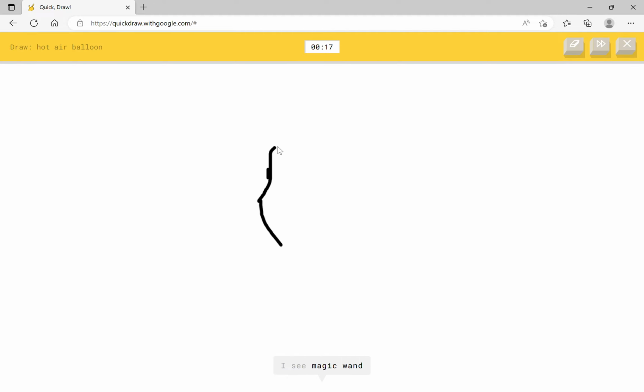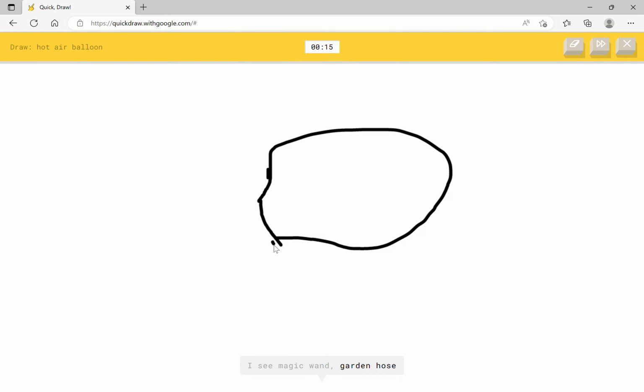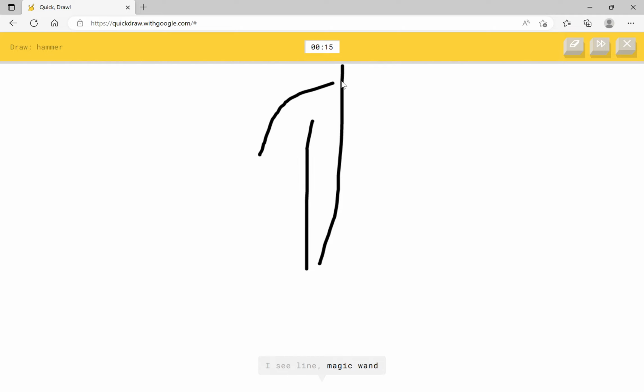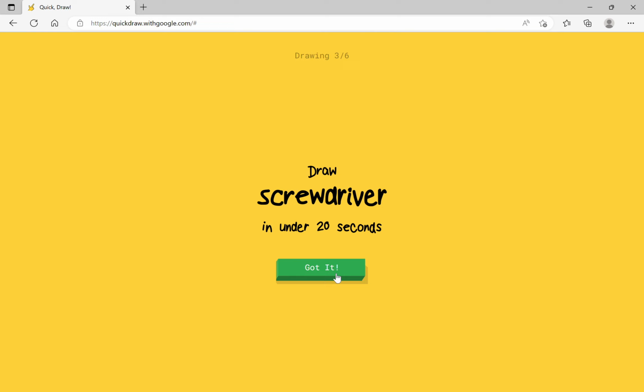I see magic wand. Or garden hose. Or stick. Oh, I know. It's hot air balloon. Okay, what? A hammer, okay. I see line. Or magic wand. Or parachute. Oh, I know. It's hammer.